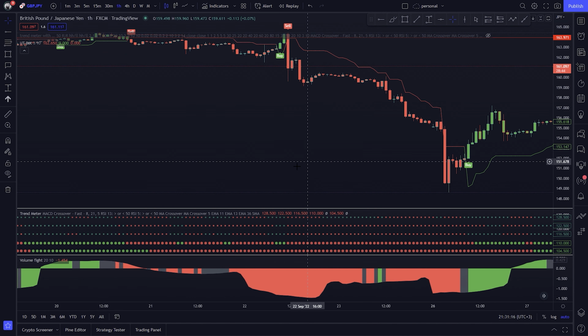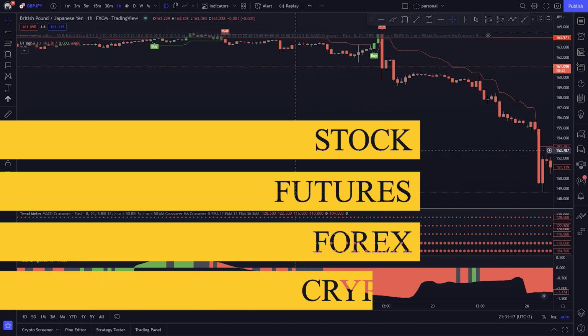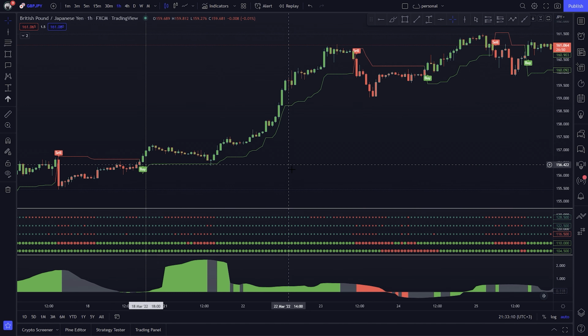This strategy can be used in all types of markets: stocks, futures, forex, and crypto. For a long signal to be valid, we need a buy signal from UT bot, 5 green dots, the volume line above the 0 level, and a green background. Now we can take a long position.